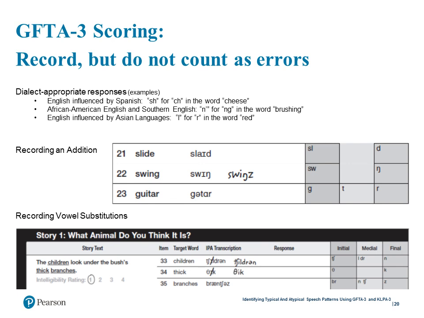In addition to that, there are times where you don't count an error, where the production is different from the target, like an addition. So the child said swings instead of swing. It's an addition of that Z, however, we were really targeting the SW and the NG. Both were correct, so you might want to transcribe what the child said, but no errors are counted.